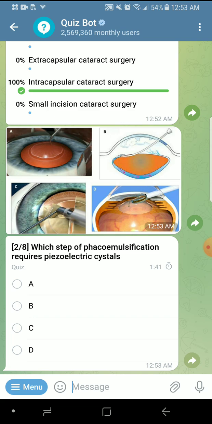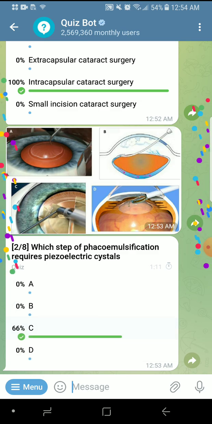B is hydrodissection. C is phacoemulsification, that is chopping of the nucleus into small pieces by piezoelectric crystals, conversion of electrical into mechanical energy. One example is lead zirconate. And D is intraocular lens implantation. So C is the answer in which the nucleus is broken down. Phaco means lens and emulsify into small pieces, by electrical converted to mechanical energy with the help of piezoelectric crystals. That is the answer.